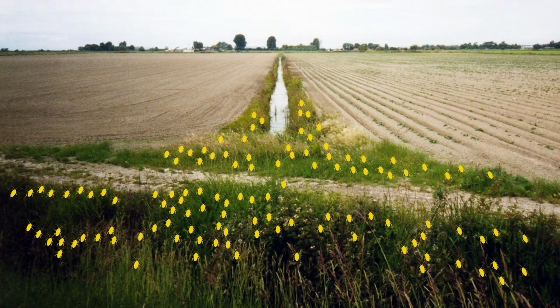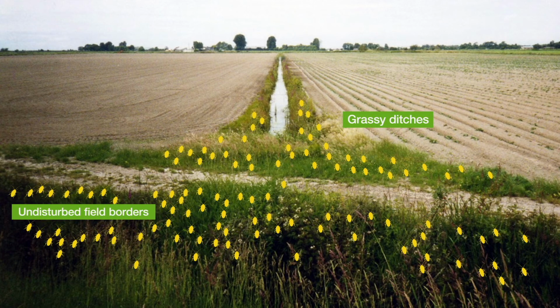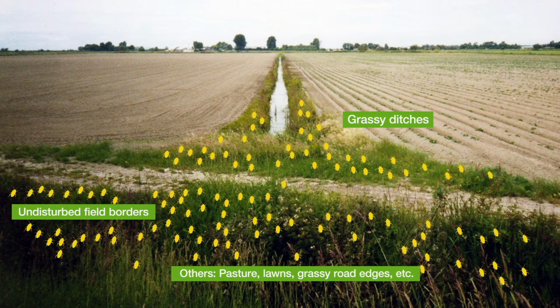Now, populations of wireworms build up in grassy areas surrounding fields. So this can be in grassy ditches, in undisturbed field borders, in pasture, in lawns, grassy road edges, and so on. That's where wireworm populations build up to enormous levels. Farmers never treat these areas, so basically the populations are always there. Every year in those areas, you're going to have adults being produced, and they emerge in the spring.